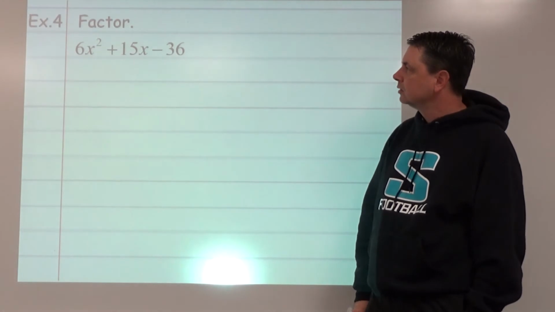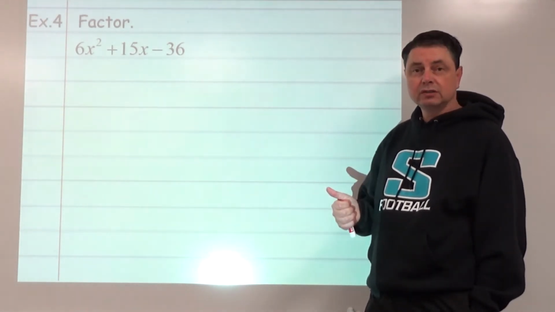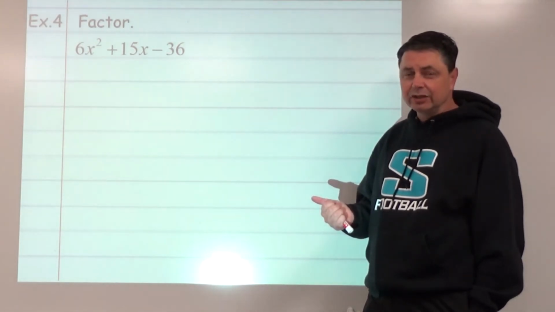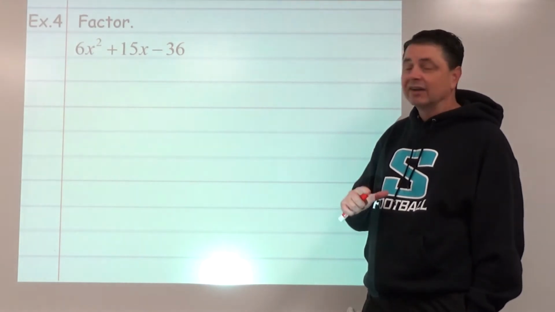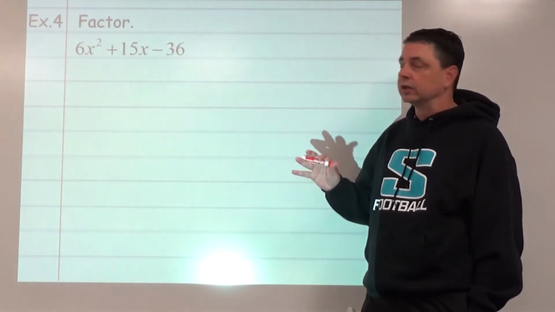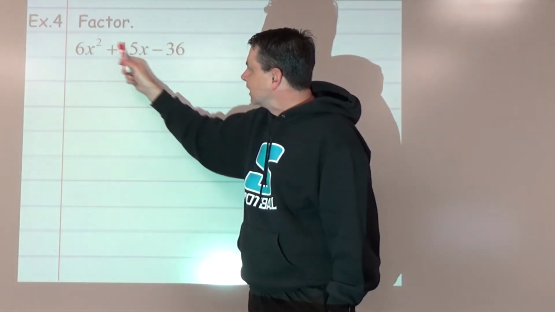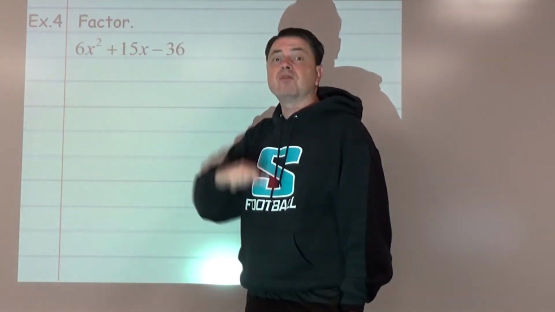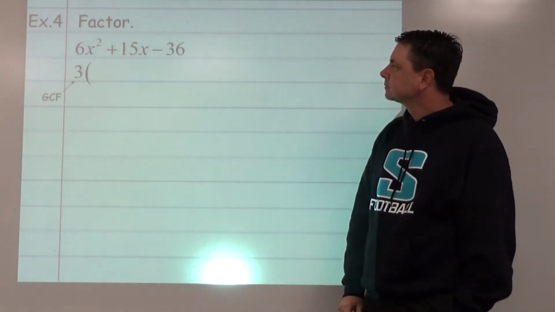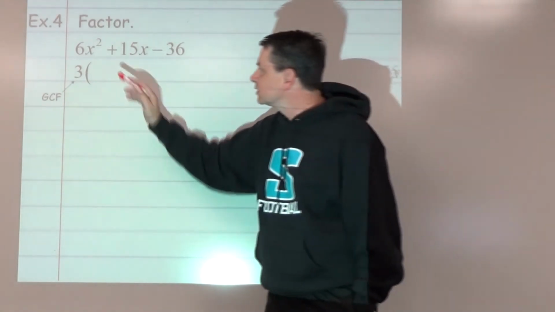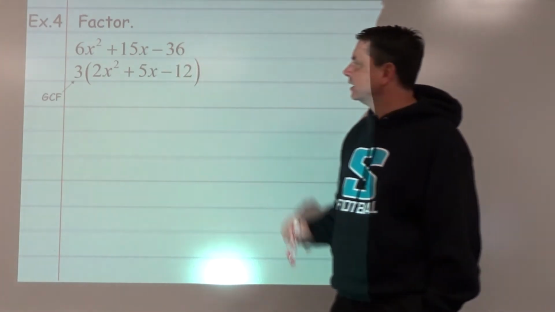Example number 4. Think GCF first. If you don't think about it, you're not going to do it later, which means you're not going to have it fully factored. Every factoring problem that we do should be fully factored. So I'm going to notice that there's a 3 that evenly divides into each of these. So factor out the 3. 3 times 2x squared, 3 times positive 5x, 3 times negative 12.